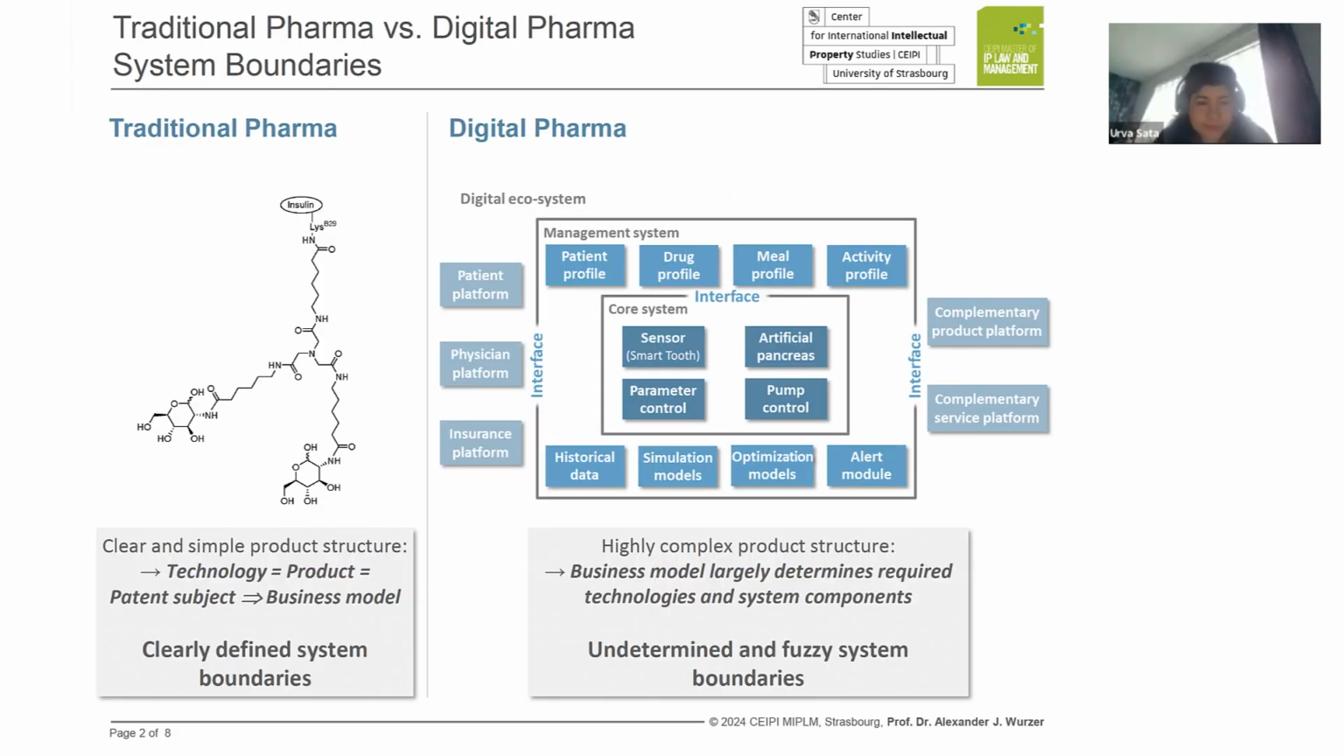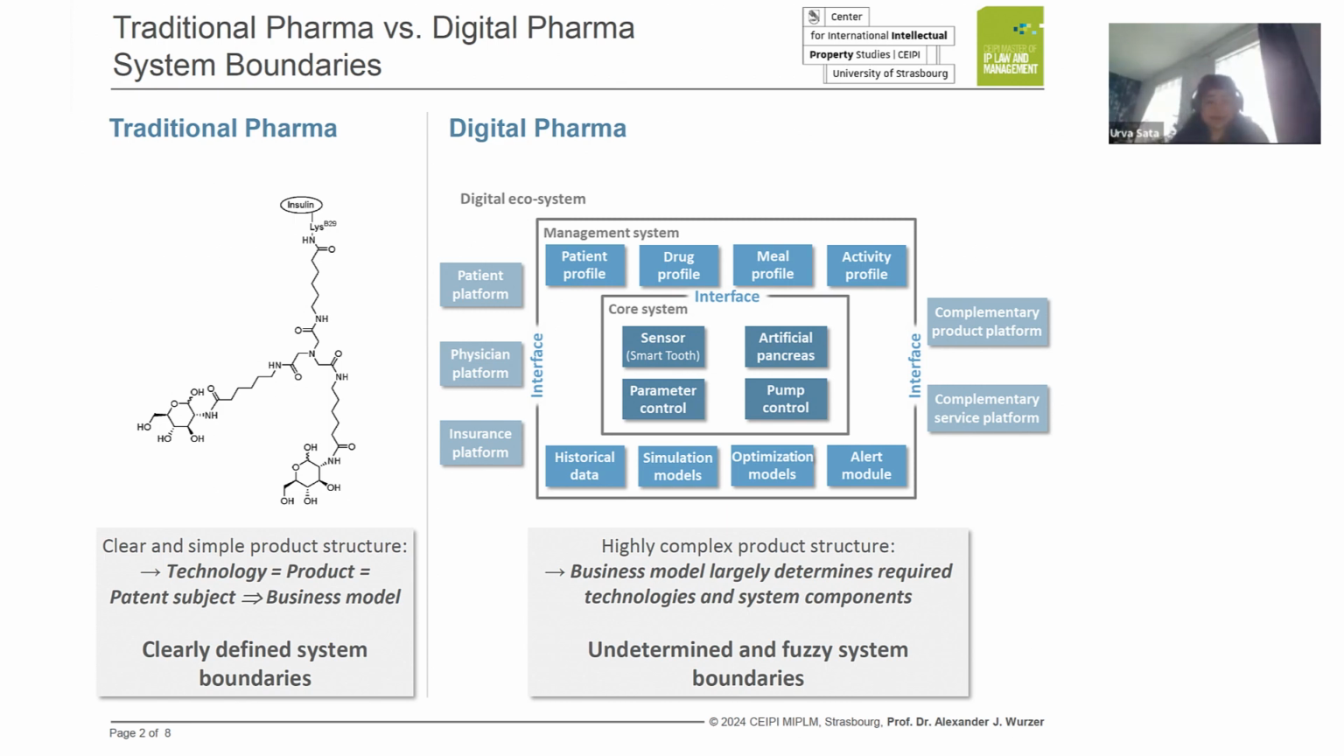We are Group 2 and will be presenting the key differences between traditional pharma and digital pharma with regards to freedom to operate and differentiation center. As we can see from the slide, traditional pharma and digital pharma have very different system boundaries.